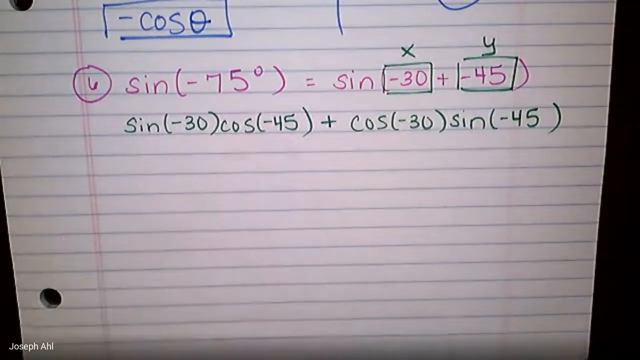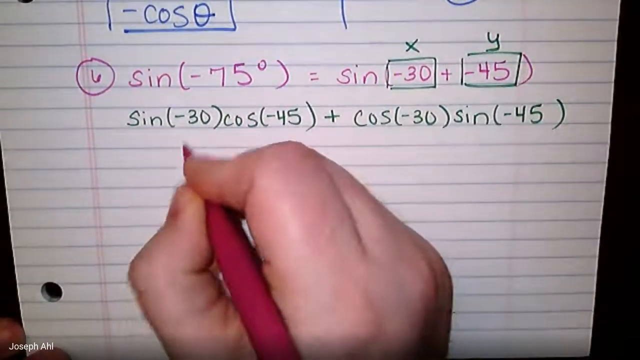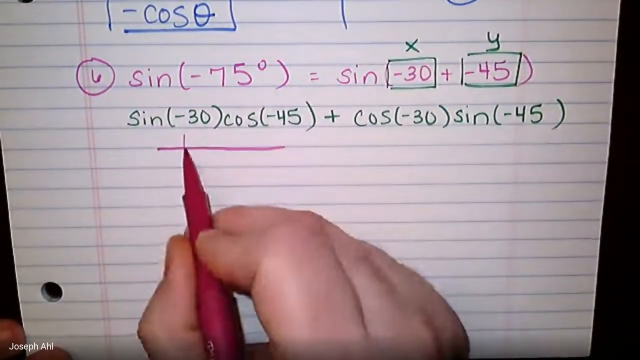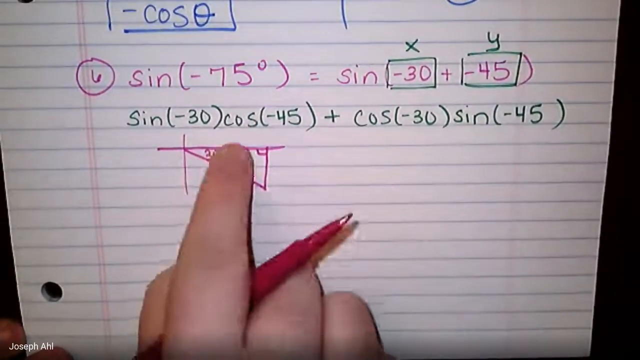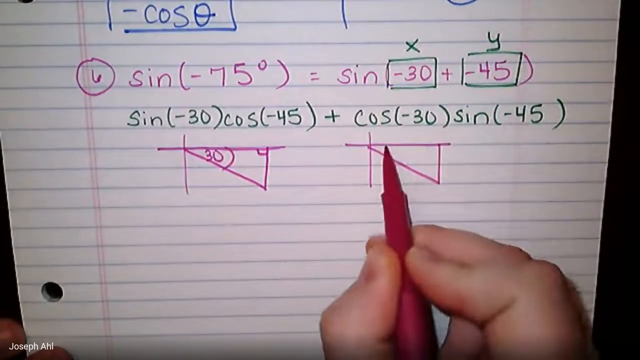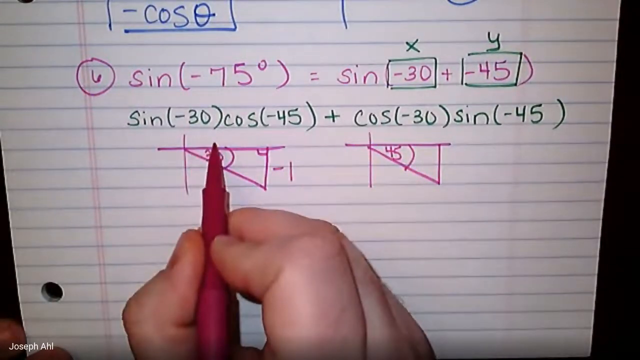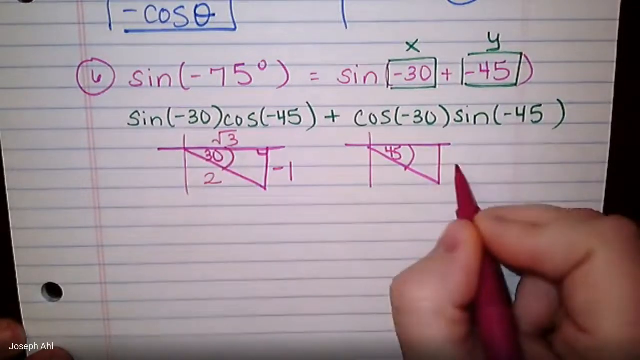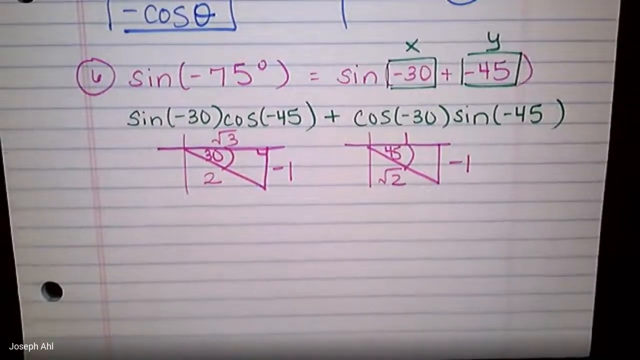-30 and -45, we know what to do with those reference angles. But what quadrant would we be working in? Well, -30 degrees is an angle that's in quadrant 4, right? It's 30 degrees rotated clockwise. Same thing for negative 45. It's a quadrant 4 angle. So this would be negative 1 on the opposite side, radical 3 and 2. Here it would be negative 1, 1, and radical 2. So you're going to see some negatives thrown in the mix since we're not in quadrant 1 anymore.